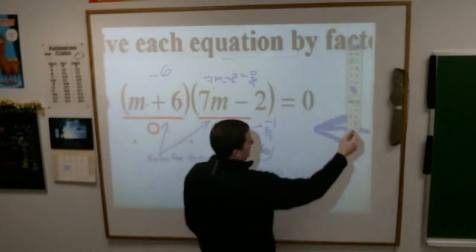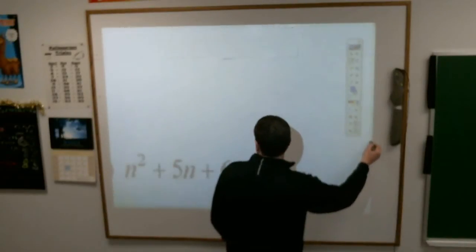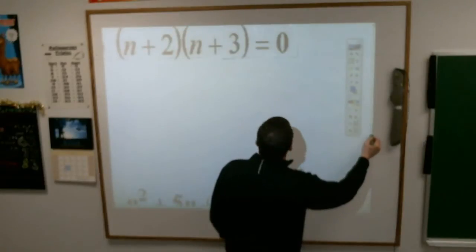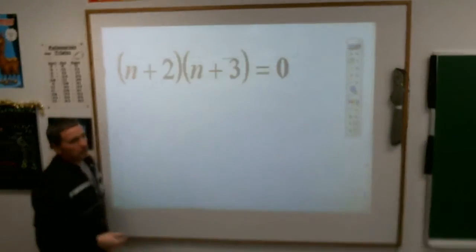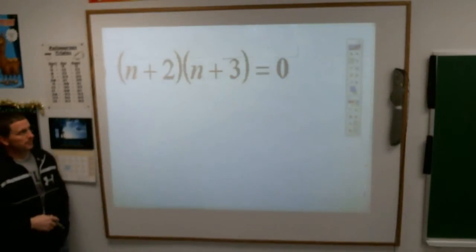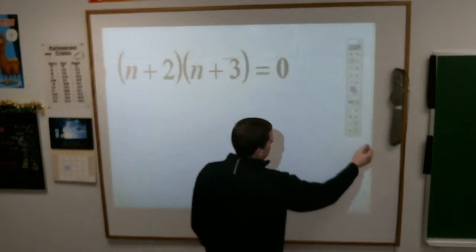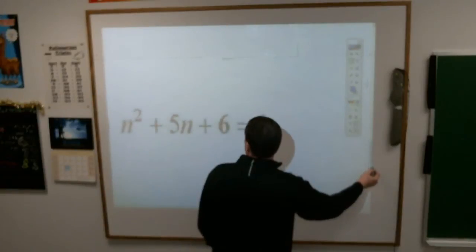Like I said, these are easy because they've already solved them for you. So this one, what would be your two answers for that? Negative 2 and negative 3. Just that easy.